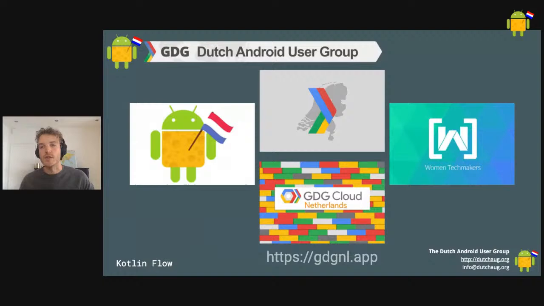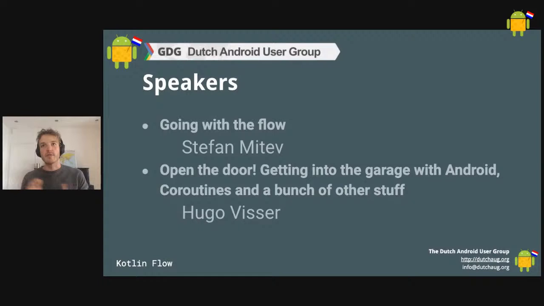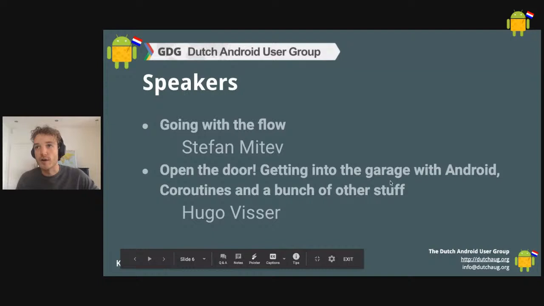Then for tonight, we have some really exciting stuff for you. First off, we'll kick the night off with Stefan Mitev, who will give an introduction on Kotlin Flow with his talk Going with the Flow. And then when we have all the basics down, it's time to put it all into practice. That's when we'll get to open the door, getting into the garage with Android, coroutines, and a bunch of other stuff. This is where we'll combine Kotlin Flow with all the cool stuff you see here above, and Hugo Visser will give a great talk about this.